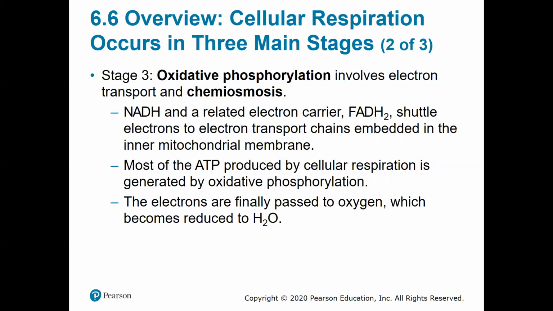Most of the ATP produced by cellular respiration is generated here in this third stage of oxidative phosphorylation. And then finally, those electrons, once they've been passed from electron carrier to electron carrier, will finally be passed to oxygen and become part of a reduced water molecule.